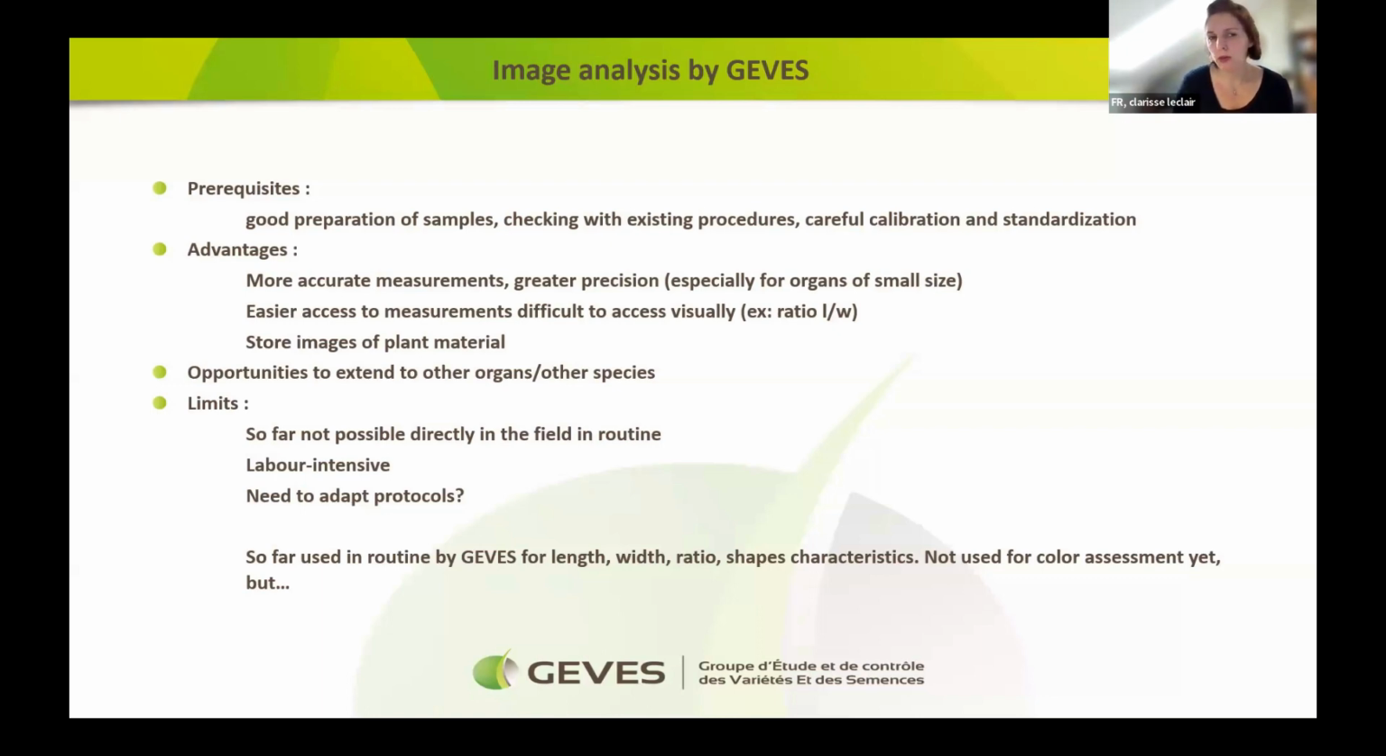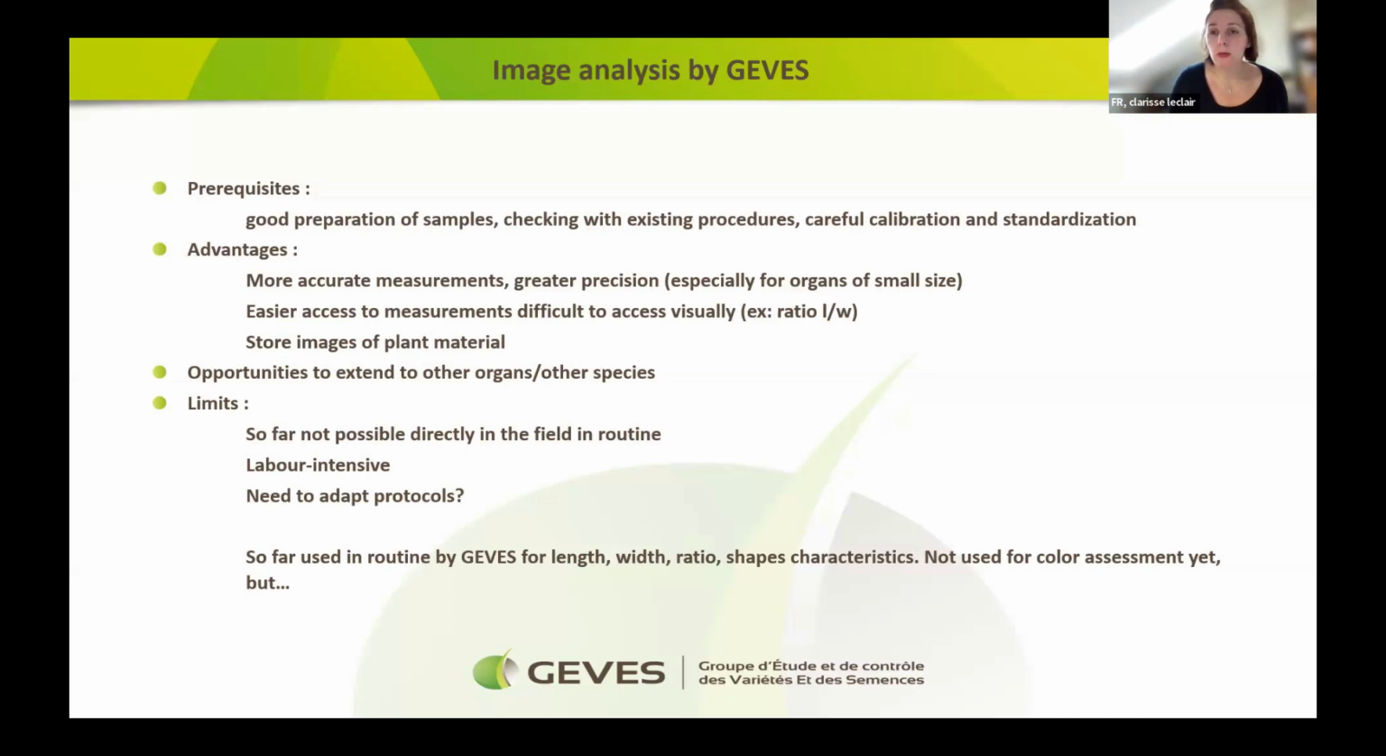And something also important is that we store images of plant material that we can use later for the description, to illustrate the description file, but also we can process the image at a later stage if we are in a peak time of observation and we have to do several things at the same time. We can store the image and process the image later.